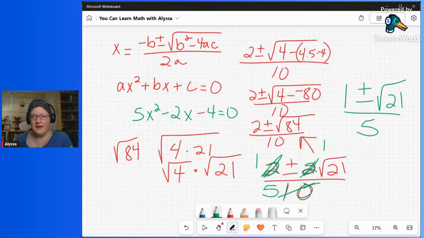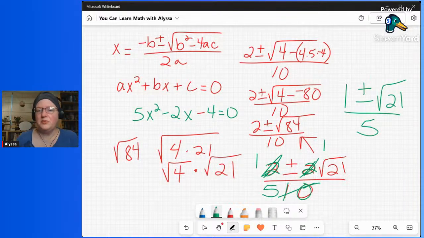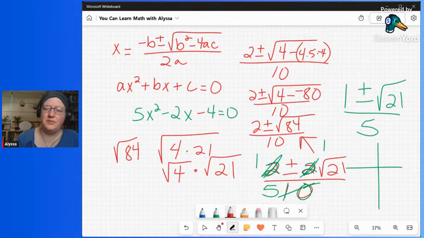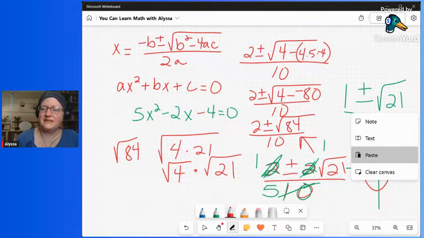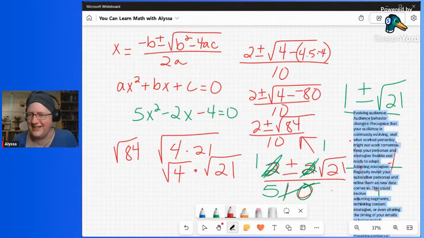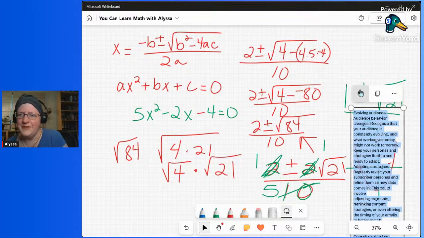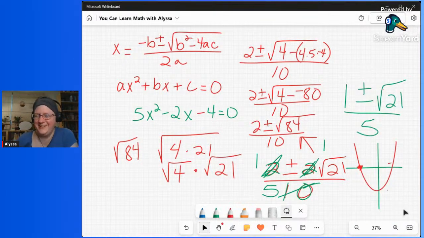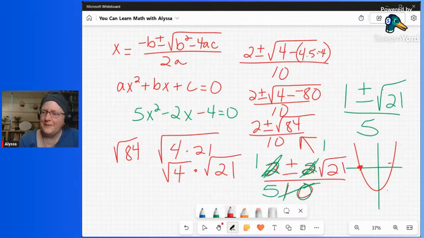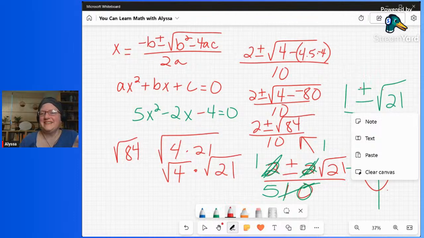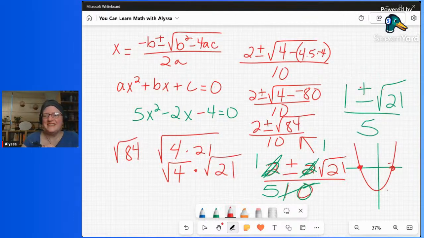Now, if you graph this, you absolutely can find the answer in decimal form. When you're graphing a parabola, the solutions are wherever it crosses the x-axis. Goodness gracious, a random text block out of nowhere. All right. So wherever it crosses the x-axis is going to be your solutions.